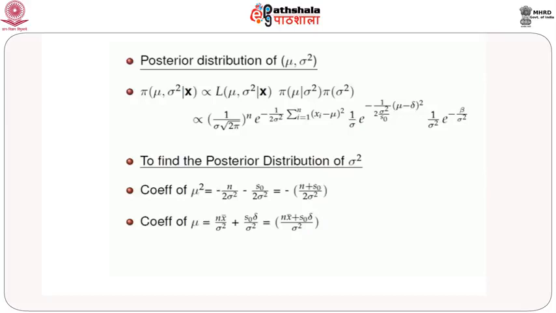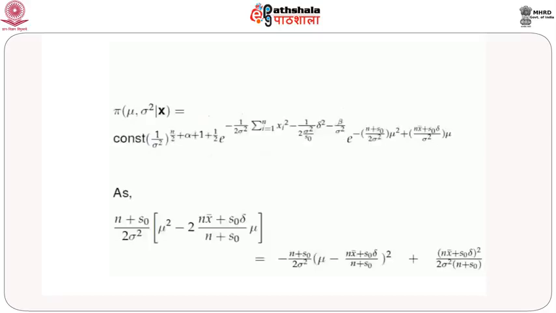From the above proportionality, we can see that the coefficient of mu square is given by minus (n plus s naught) by 2 sigma square, and the coefficient of mu is given by n x bar plus s naught delta over sigma square. So, with these coefficients of mu square and mu in mind, the posterior distribution of mu and sigma square given the data looks like that below.